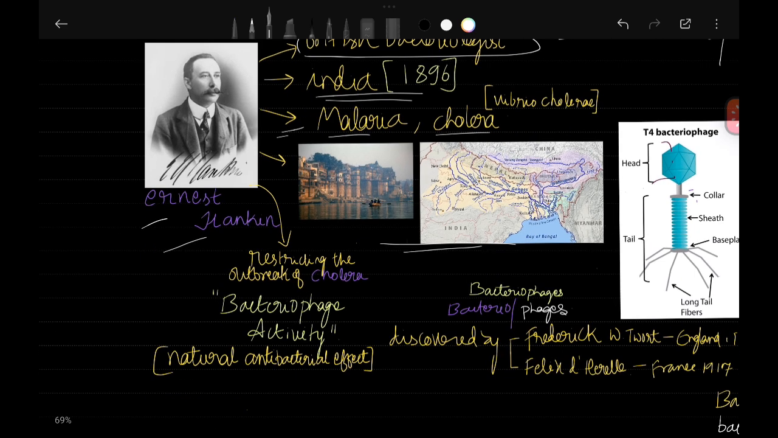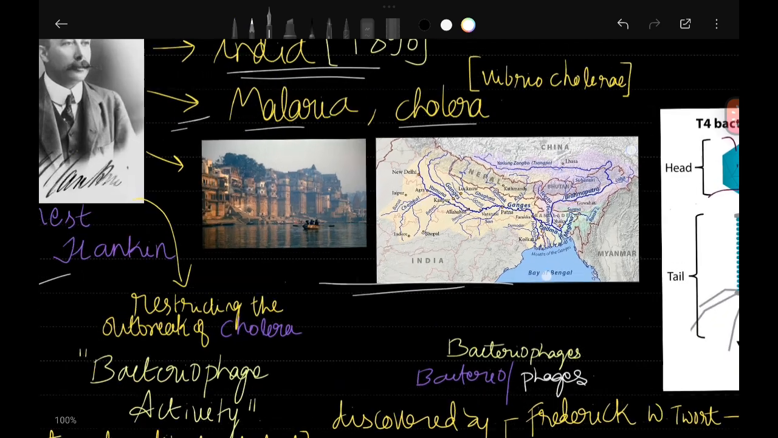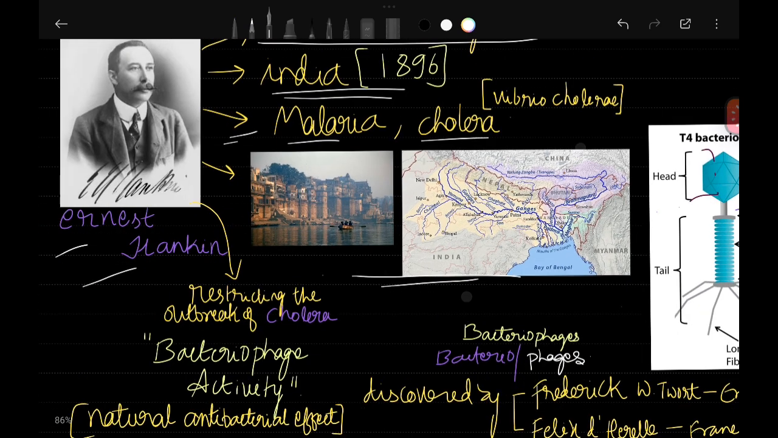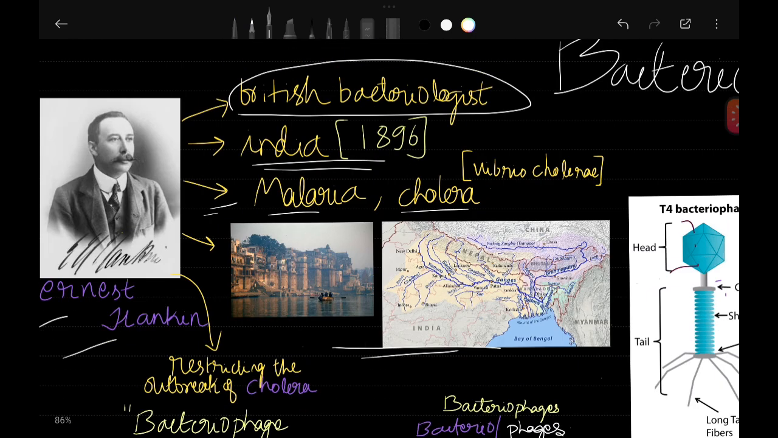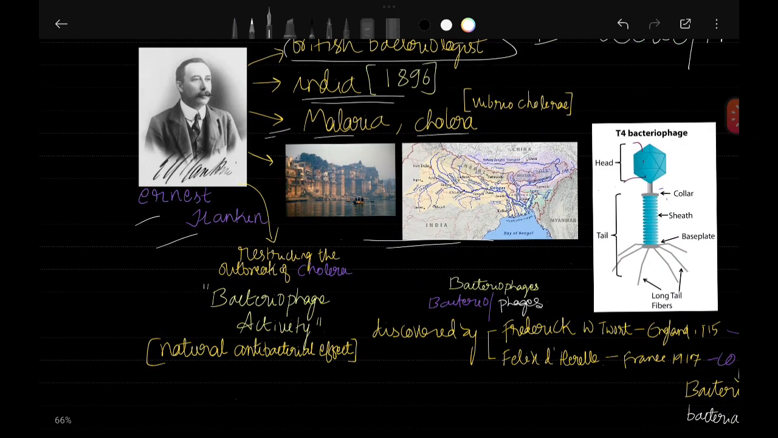Ganga. So from this event, what he thought was that some phenomenon or some activity is going on in the river Ganga and Yamuna which has a restricting effect on the outbreak of cholera, or which is something killing the bacteria, Vibrio cholerae, which is responsible for the disease cholera. So, unknowingly, the discovery of the bacteriophage has been related to our Indian subcontinent.